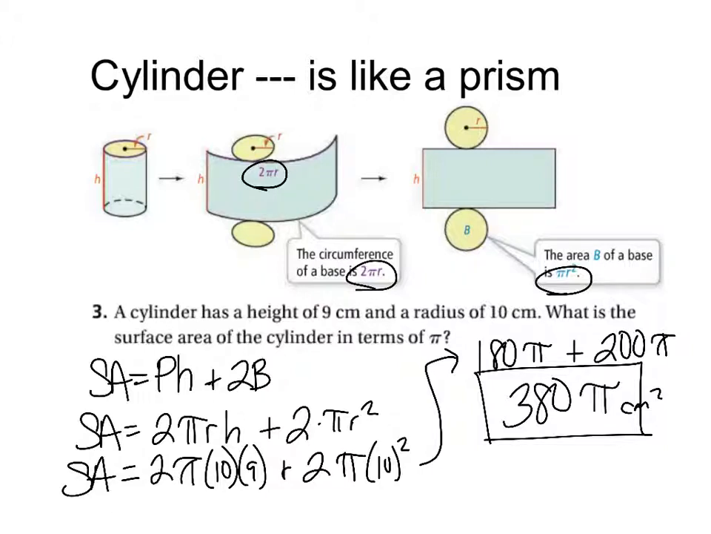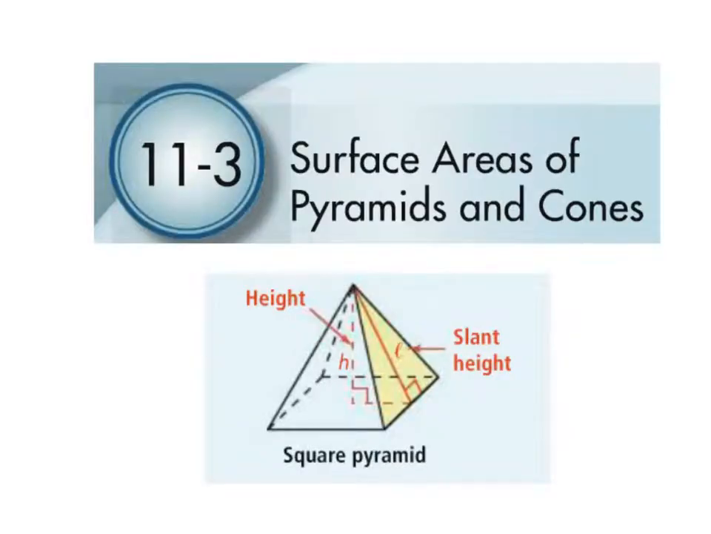So if they ask you to leave it in terms of pi, don't ever type 3.14 in, or don't use your pi button. All right, I'm going to go ahead and move on to the next lesson, because we're just kind of powering through some formulas and using what we learned in the last chapter. Now we're going to do surface area of pyramids and cones. It's a little bit different.